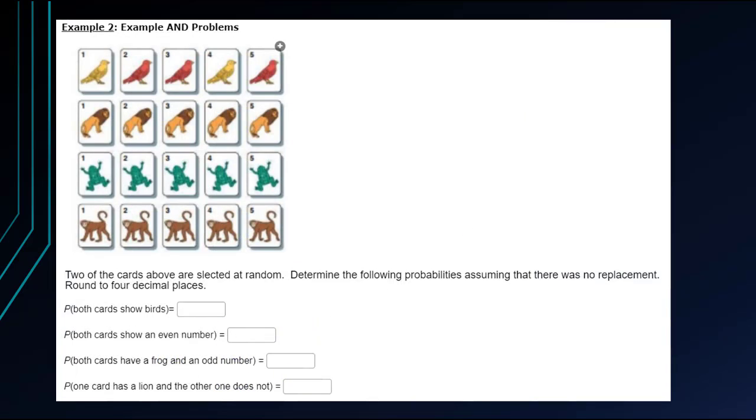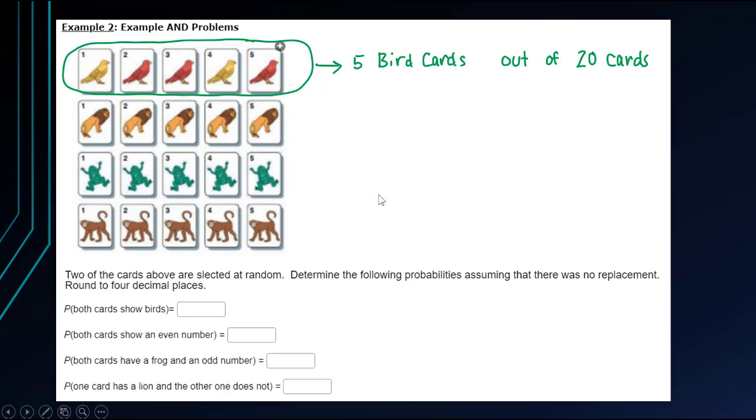Now, an AND problem's a little bit different. With AND problems, I have to make sure that both conditions are met. So, two of the cards are selected at random. Determine both of the following probabilities, assuming that there was no replacement. Round to 4 decimal places. So we want to show the probability that both cards show birds. So I have 5 cards out of 20 cards that show birds.